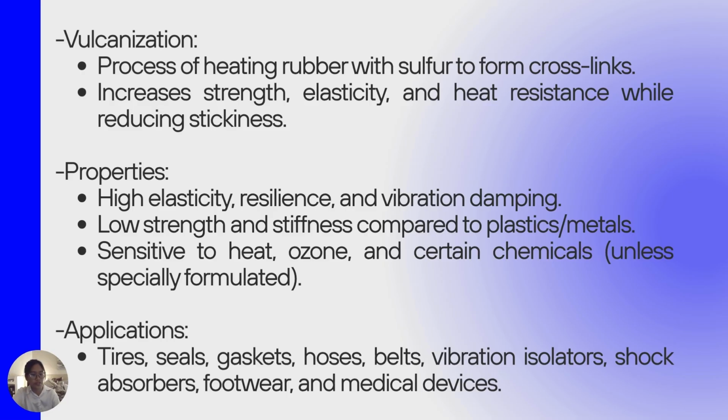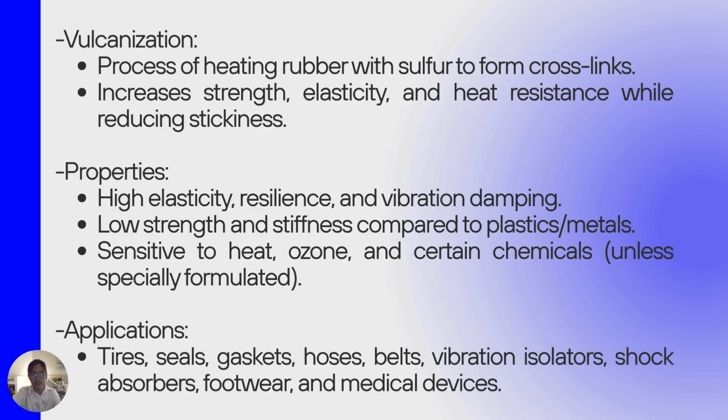I forgot to mention vulcanization. One of the most important developments in elastomer technology is vulcanization. It was discovered by Charles Goodyear in 1839. Vulcanization involves heating natural rubber with sulfur, causing sulfur atoms to form cross-links between polymer chains. These covalent sulfur bridges significantly enhance the mechanical and thermal properties of rubber.